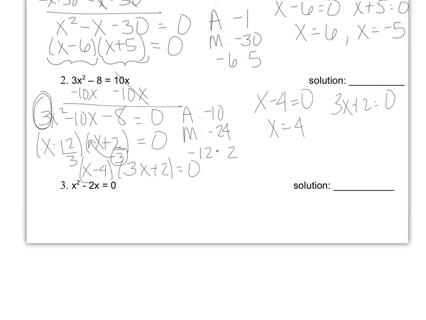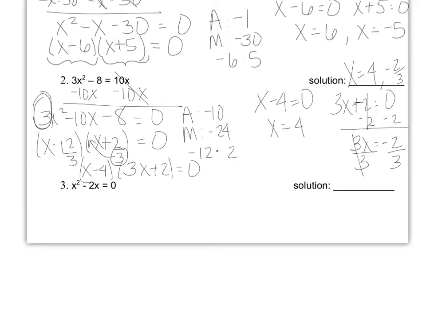And then the other one, you might not be able to determine what that is, so subtract 2. So just show your work. 3x equals negative 2. Divide by 3, and so x would be negative 2/3. So your two solutions would be x equals 4 and negative 2/3. Okay, to check it, you would plug those back into your original equation and it should be true.